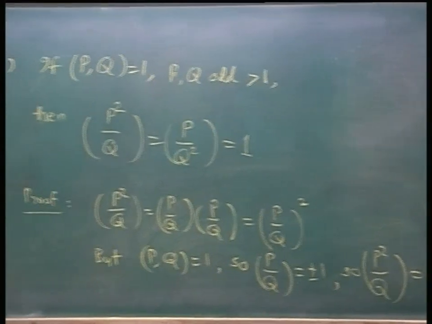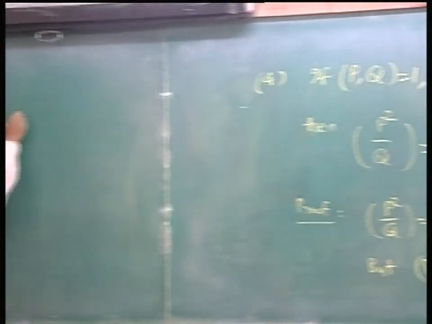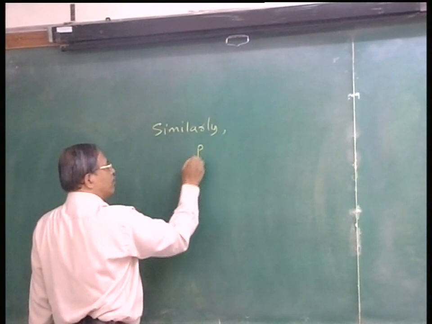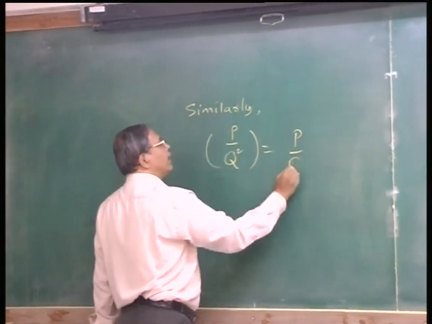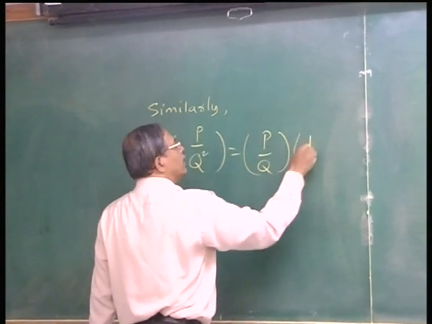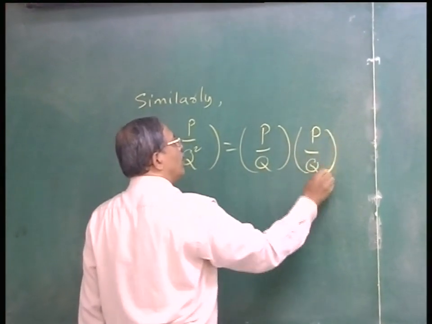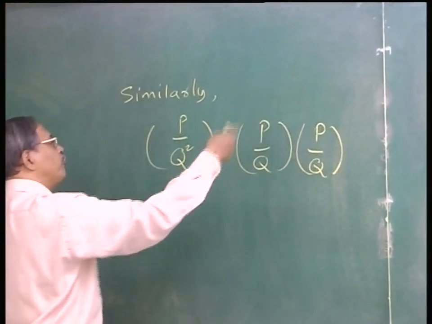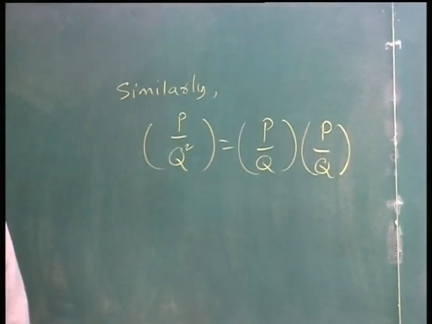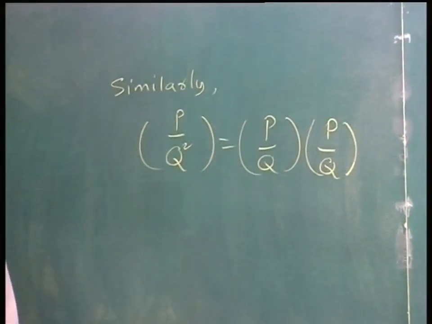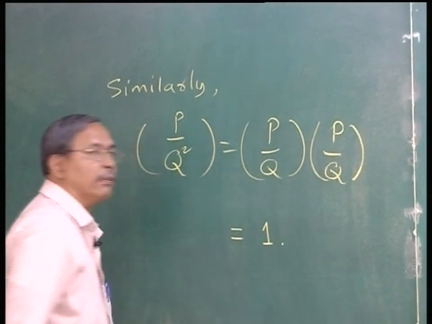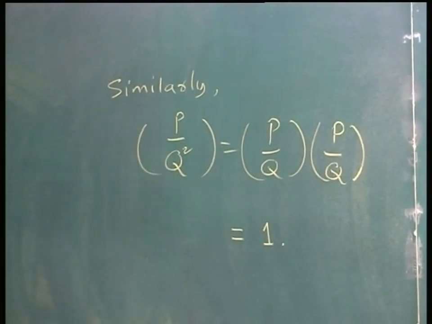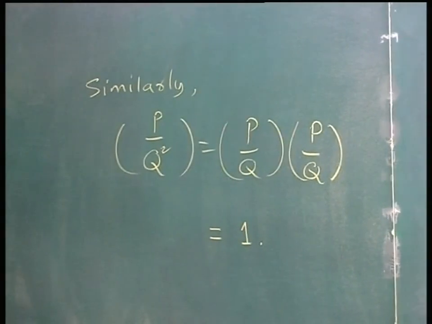In a similar manner, (P/Q²) we can write as (P/Q) into (P/Q), and this is the square of (P/Q). (P/Q) is plus or minus 1, so this is equal to 1. In a similar manner, this is 1. That proves this property.